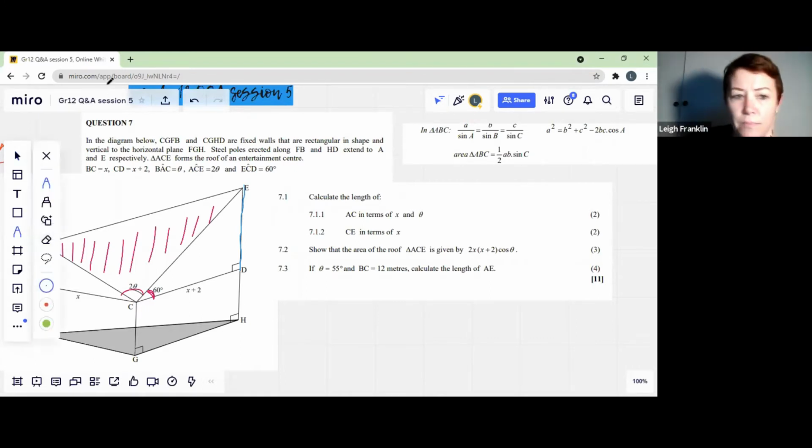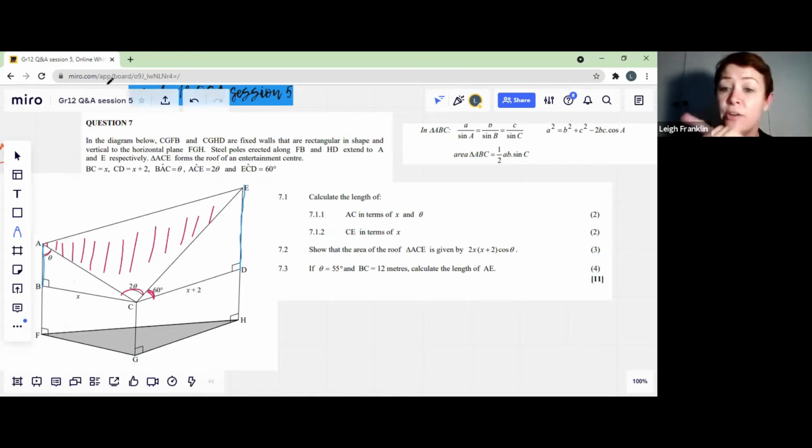Triangle ABC, absolutely. And what do you notice about triangle ABC? It's a right angle triangle. Well done, 100%. And Luyanda, you also said so, triangle ABC.